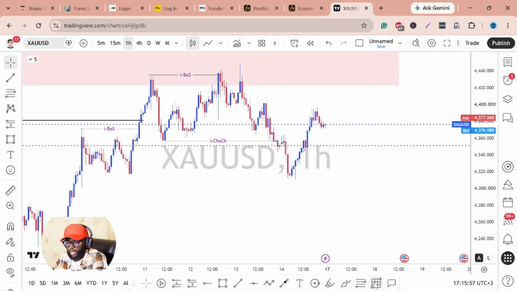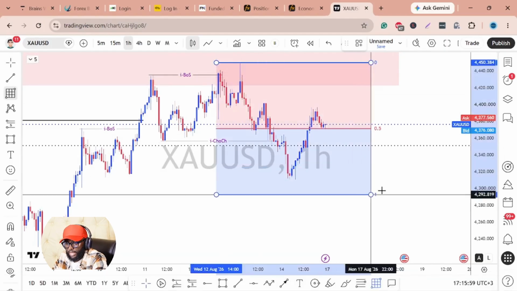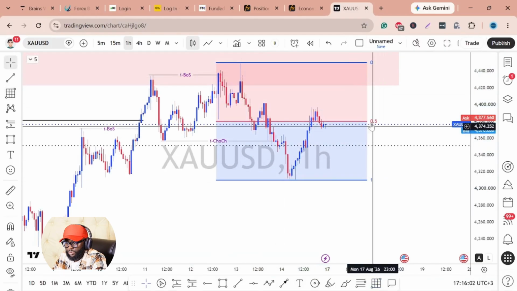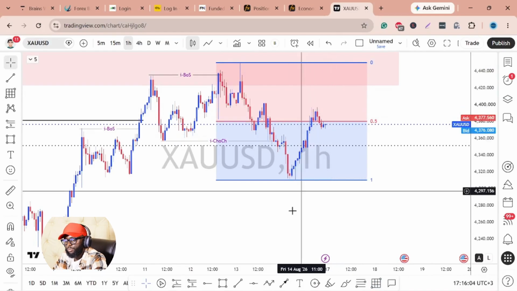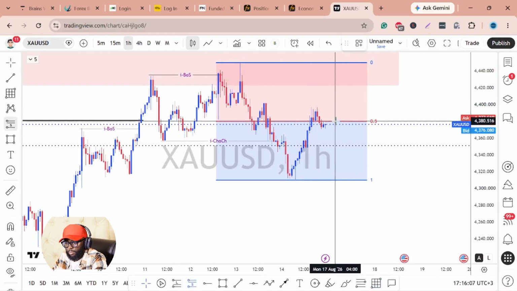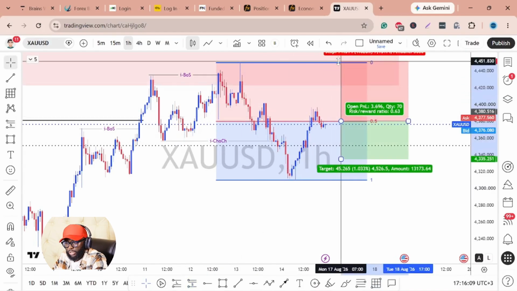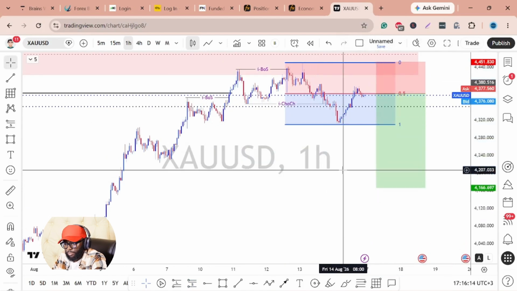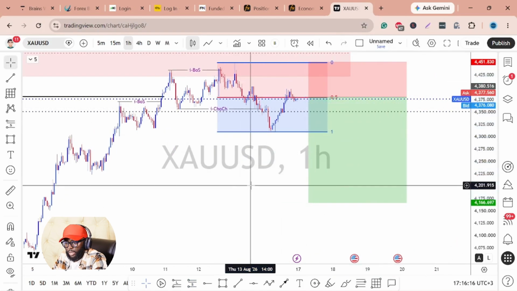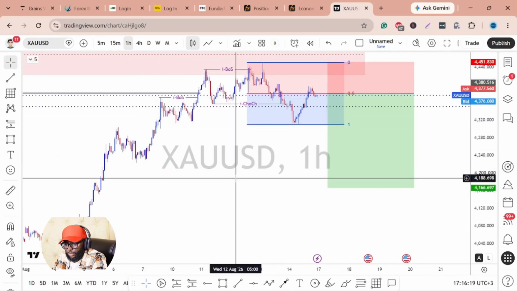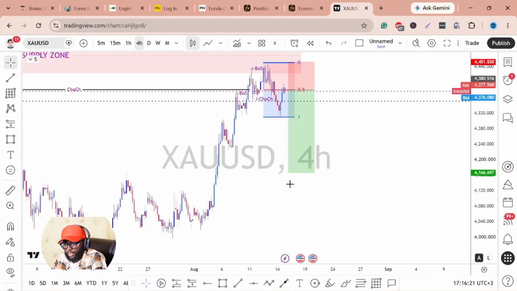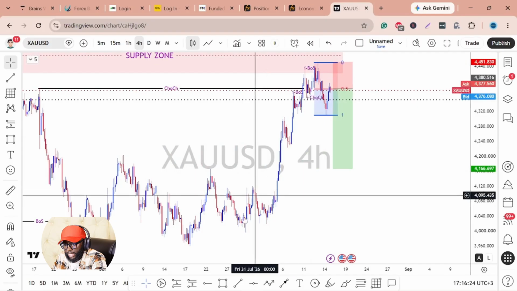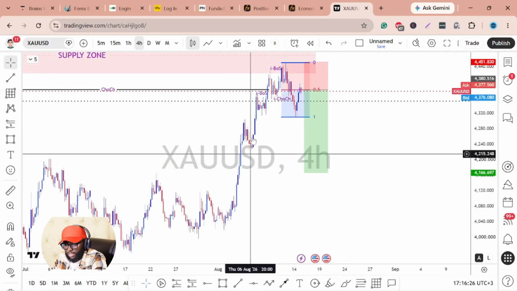So if I again pull off my fib from this high to this swing low, I can see that price is already reacting at the 0.5. So when the market opens, I'll be willing to take a position on gold from that point over there, and I'll be looking to target these lows over here. So now what we are having on gold is that price might be pulling back to these areas of demand.